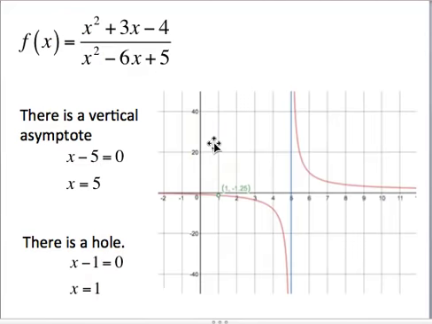So let's see if we can identify that. A little hard to see the horizontal asymptote at y equals 1 because I didn't draw the graph that way. But you'll notice the hole here, when x is 1, we have a y value of negative 1.25. And there is your vertical asymptote at x equals 5.